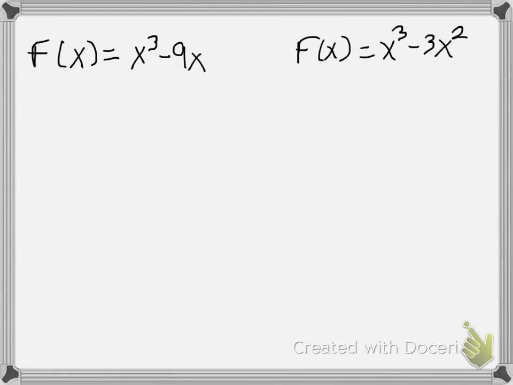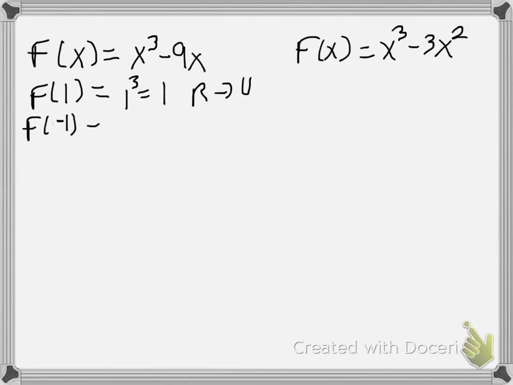First off, the first step was to determine end behavior. So you would do f of 1. You plug that into x cubed, so I get 1 cubed, which is 1. That means the right-hand side is going up. And then I do f of negative 1. Again, it's just the leading coefficient, so I put in negative 1 cubed, and that is negative 1. So it gives me the left-hand side going down.